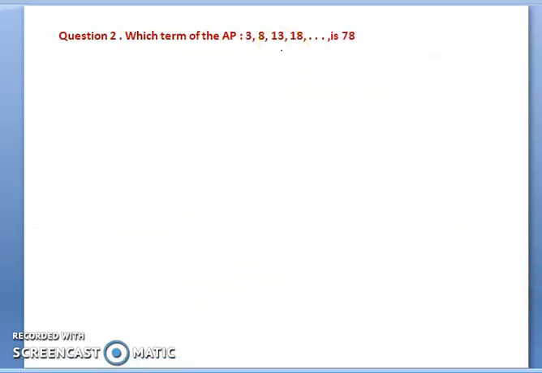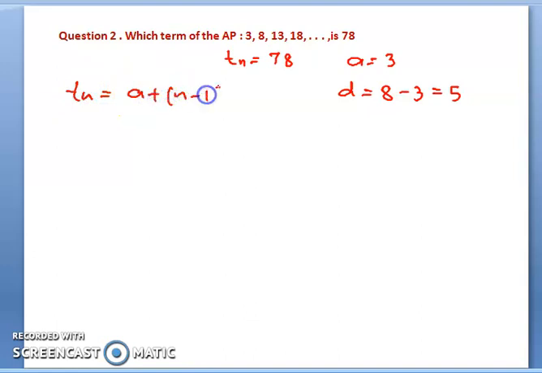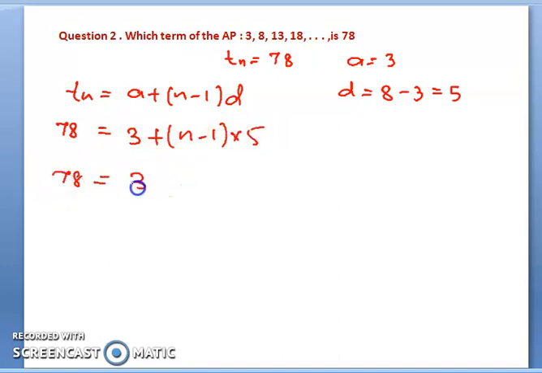Which term of this one is 78? That means in this case Tn is already given, which is equal to 78. A in this case is 3. Common difference is successive minus preceding, that means we can write here 5. So we have all the terms, so we can use the formula. Tn is equal to A plus (n minus 1) into D. What is Tn? 78. How much is A? A is 3 in this case, n we don't know, and D is 5 in this case. So 78 is equal to 3 plus 5n minus 5.